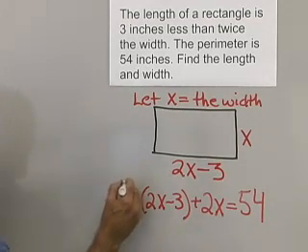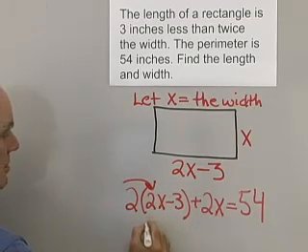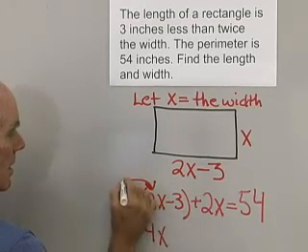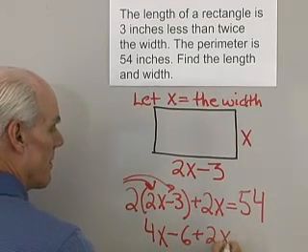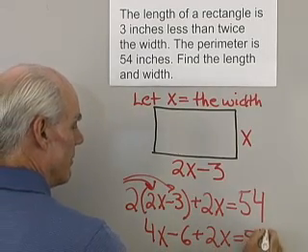Okay, distributive property. Now I'll solve this equation. 2 times 2x is 4x. 2 times 3 is 6. Plus 2x is equal to 54.